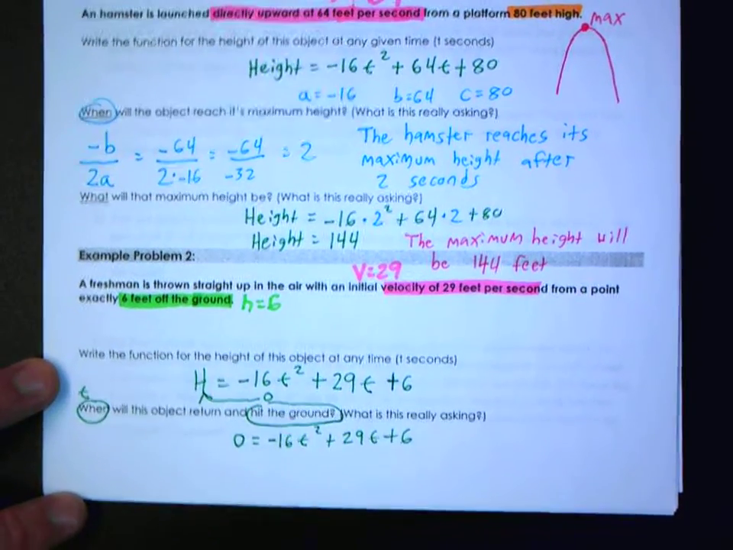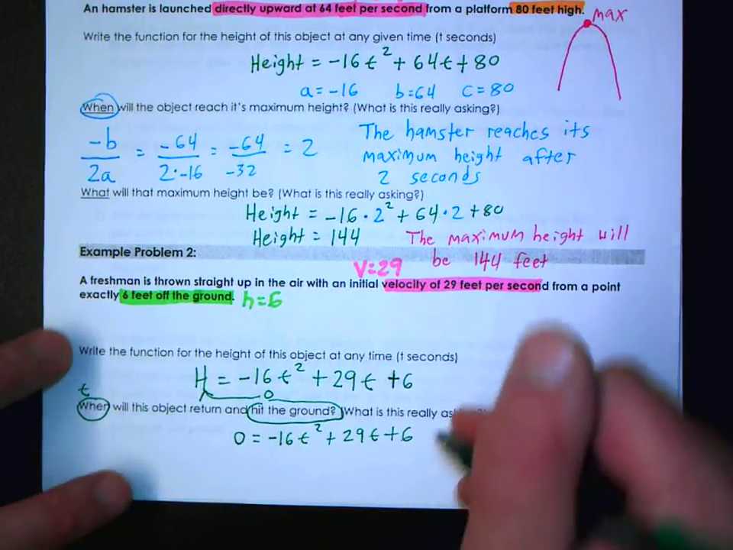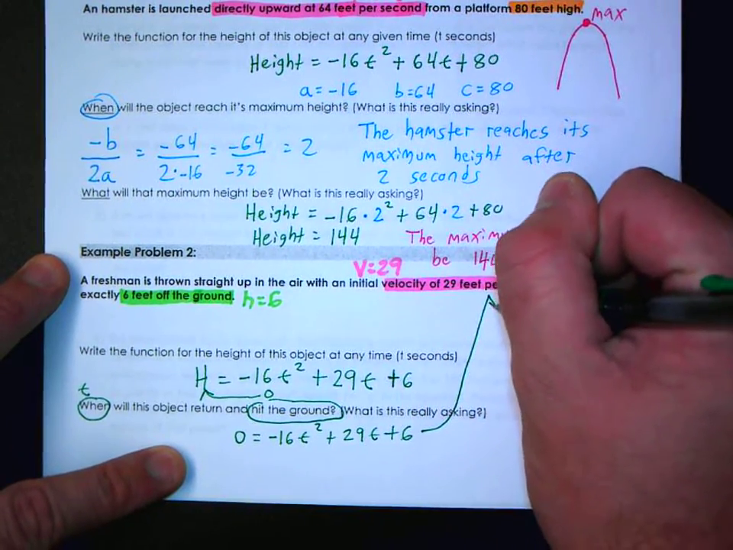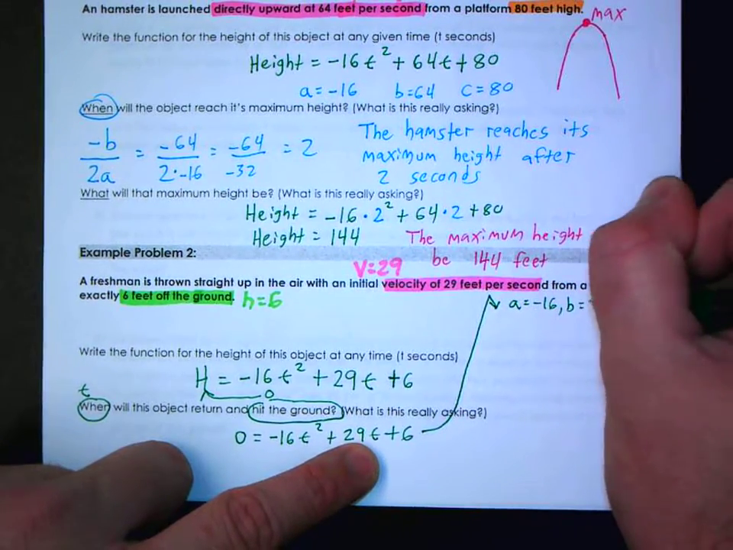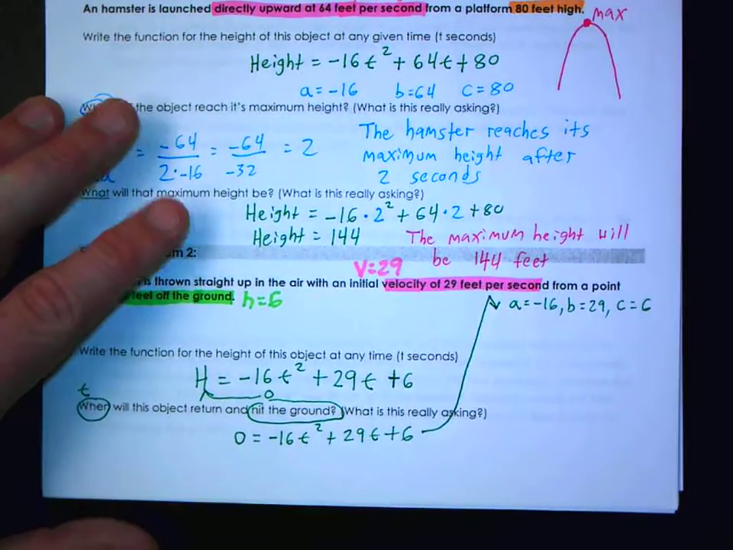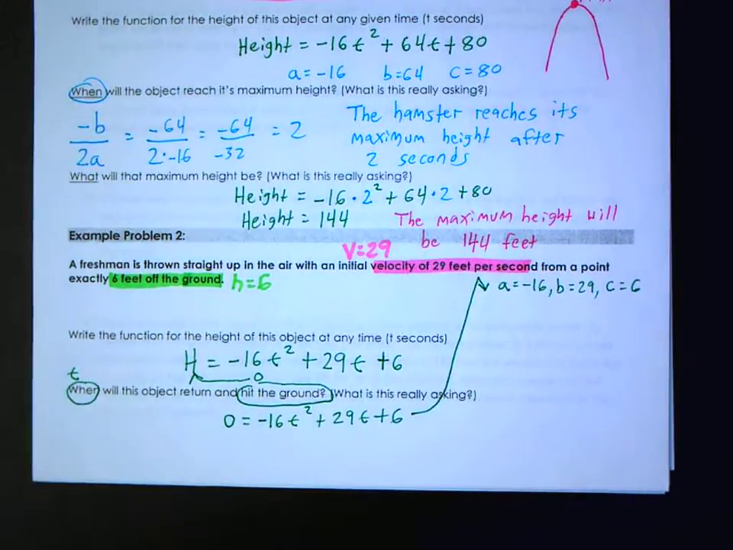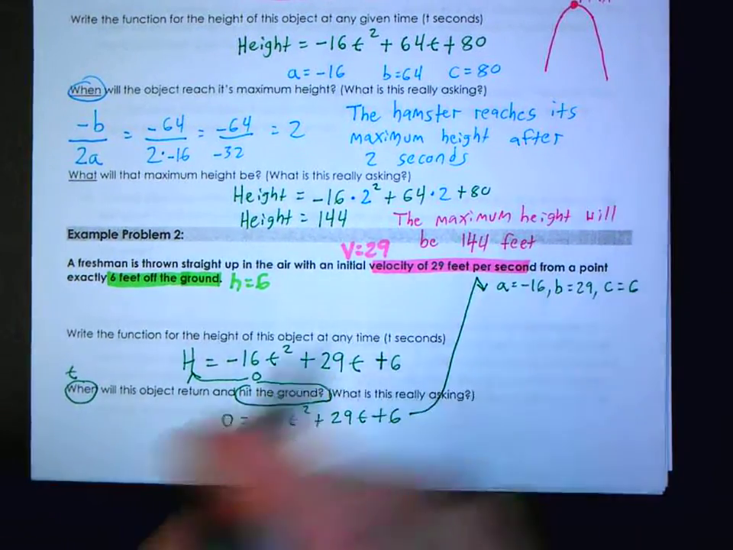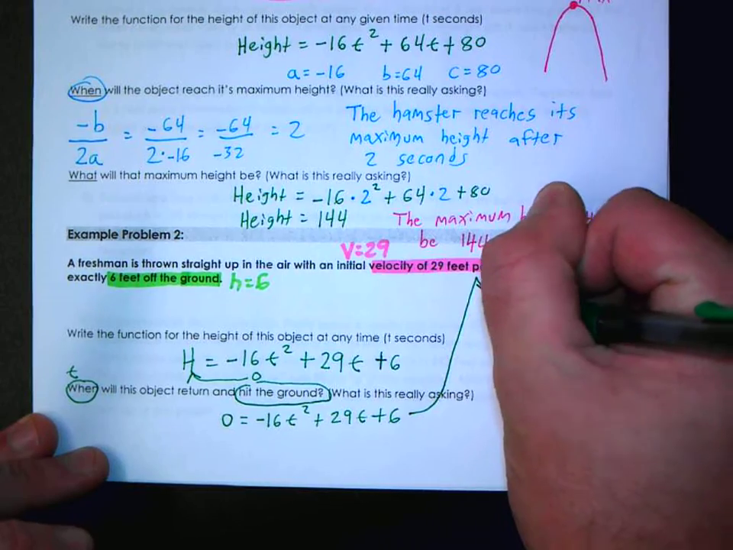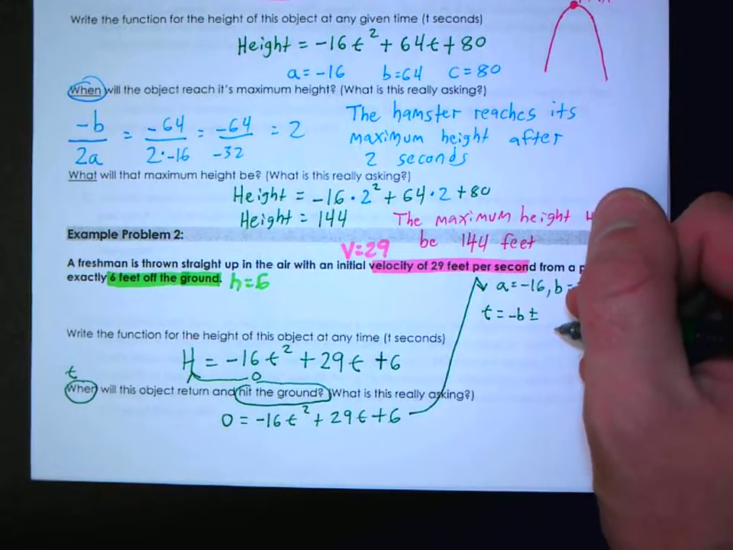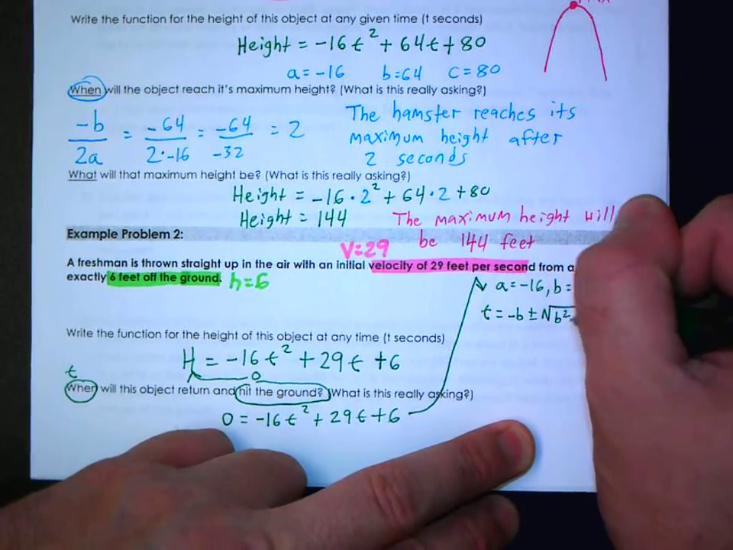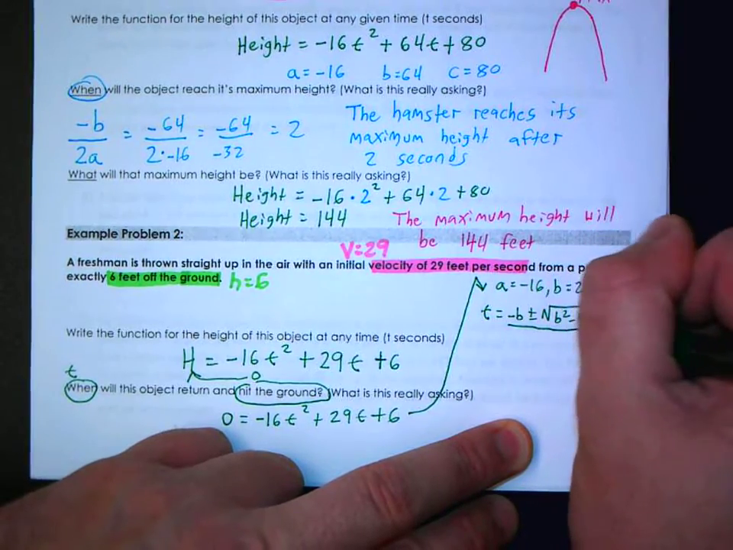I don't know how I'm supposed to fit all this here, but I guess I'll go here. a is negative 16, b is 29, c is 6. I have something called a quadratic formula I could plug in. Or maybe you're doing it by graphing or by factoring. And it says t, in our case, equals negative b plus or minus square root b squared minus 4ac all over 2a.